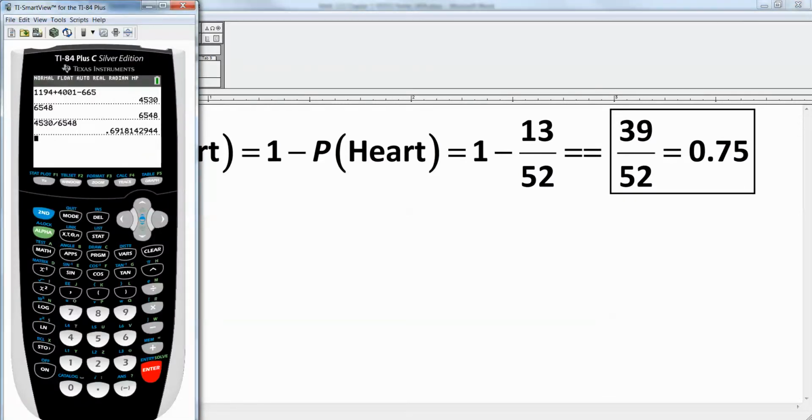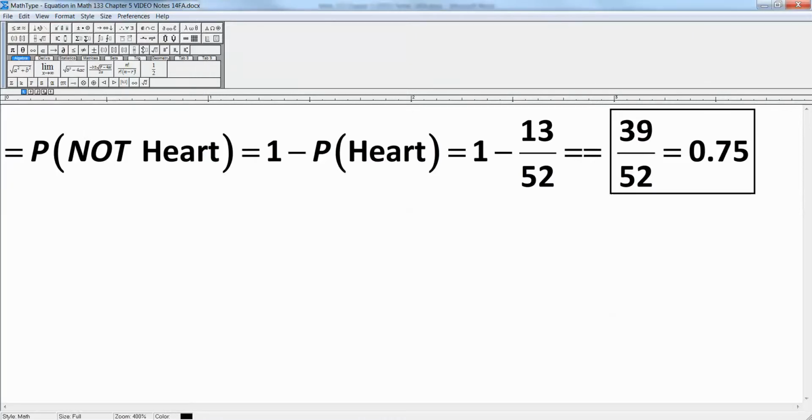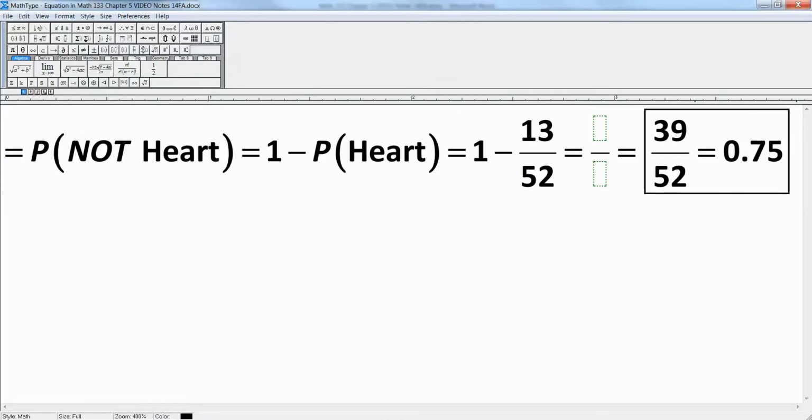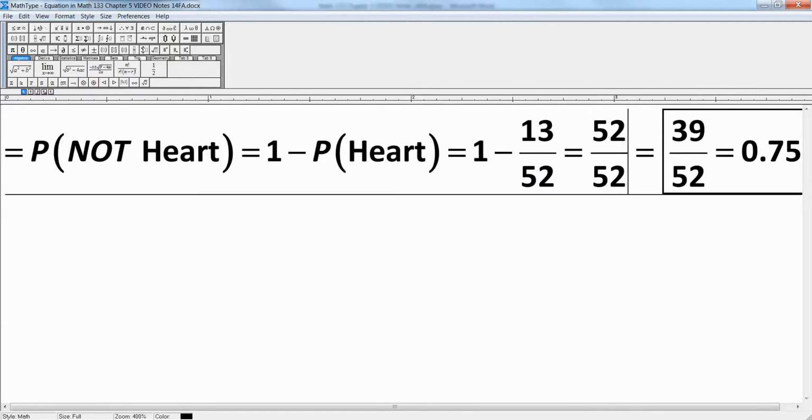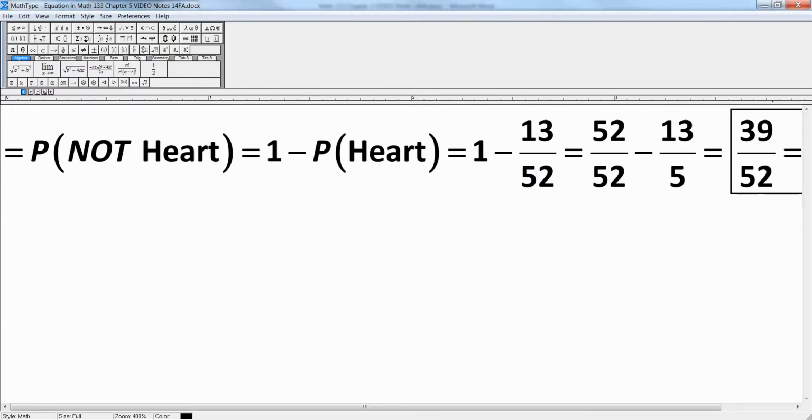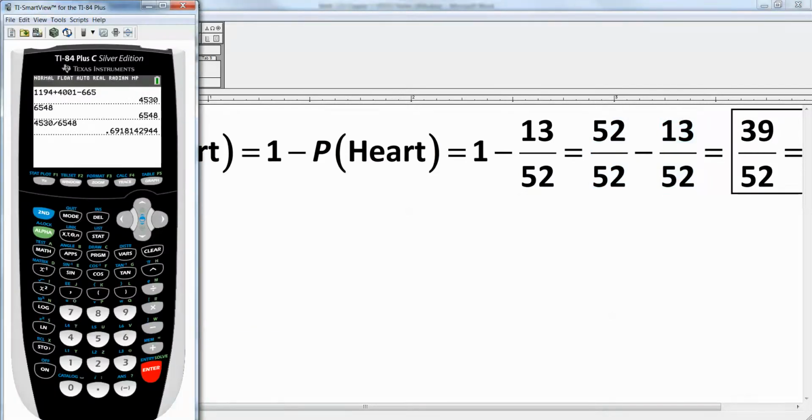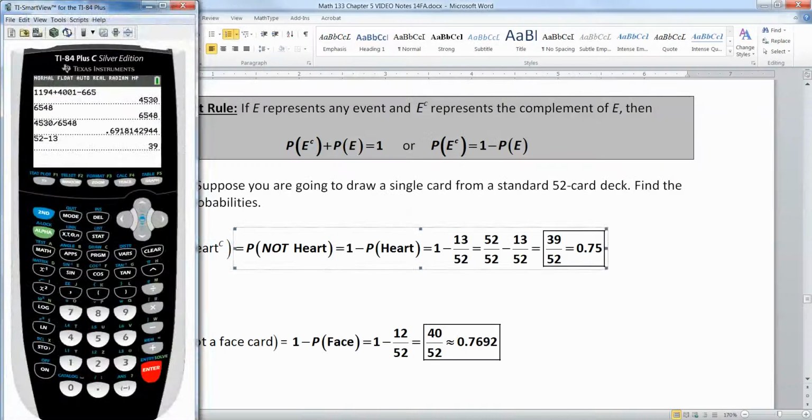So if you have 1, 1 is technically 52 over 52, right? Because 1 is anything over itself. So what I'm really doing is 52 over 52 take away 13 over 52. And to do that, I need to do the numerators. So I need to take 52, take away 13, ta-da, and I get 39. So that's 39 out of 52.